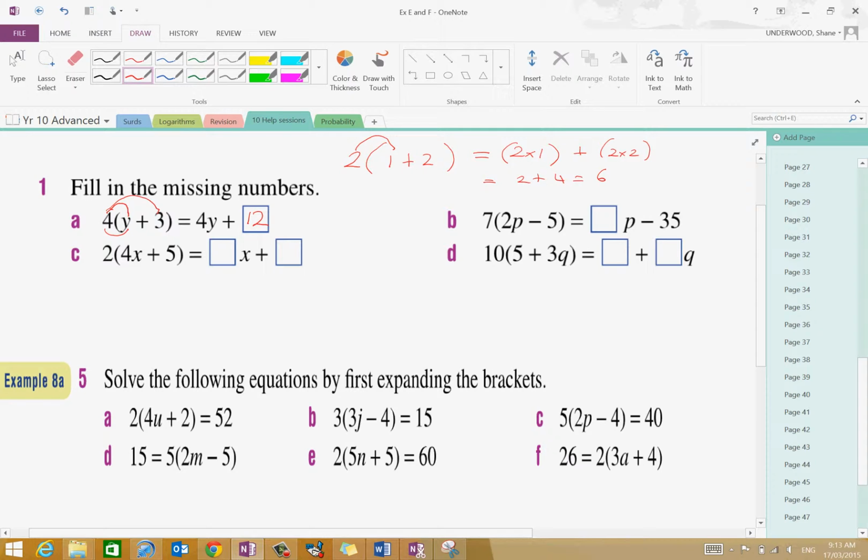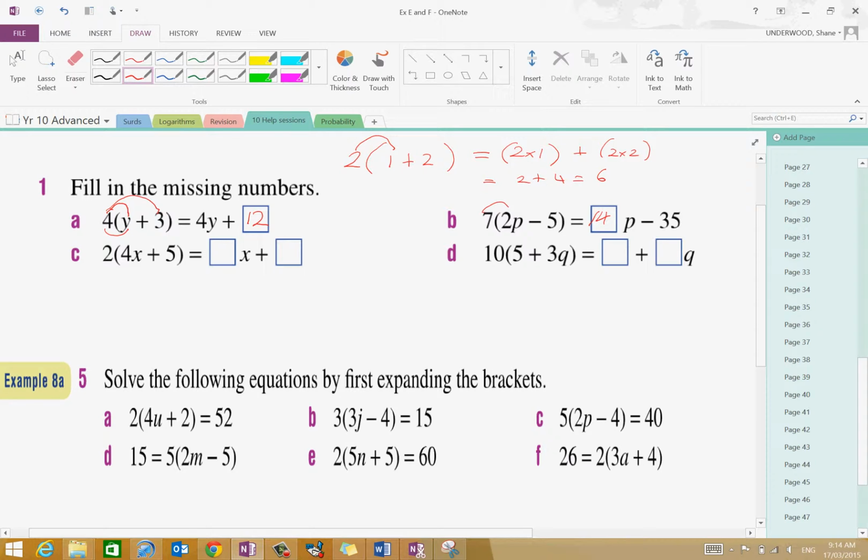Okay, for B, 7 times 2p is what? What is it, Louis? 14p. 14p, awesome. Do you want to try and write 14 in here with my little stylus pen? What do you reckon? Sure. You reckon you're going to have a go at that? 14p minus 35, very good.